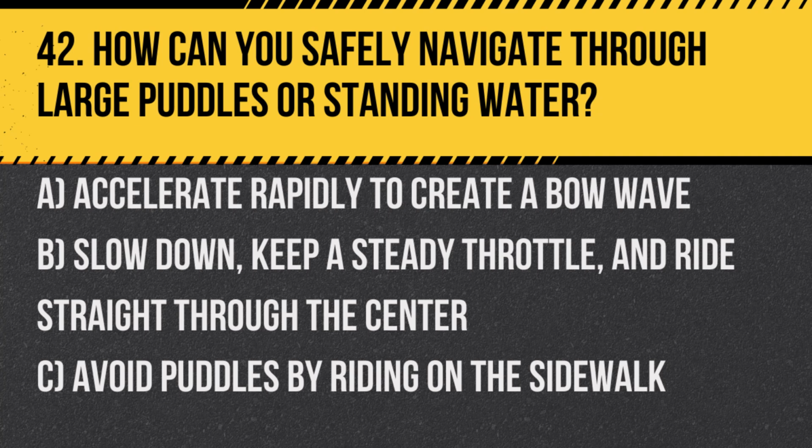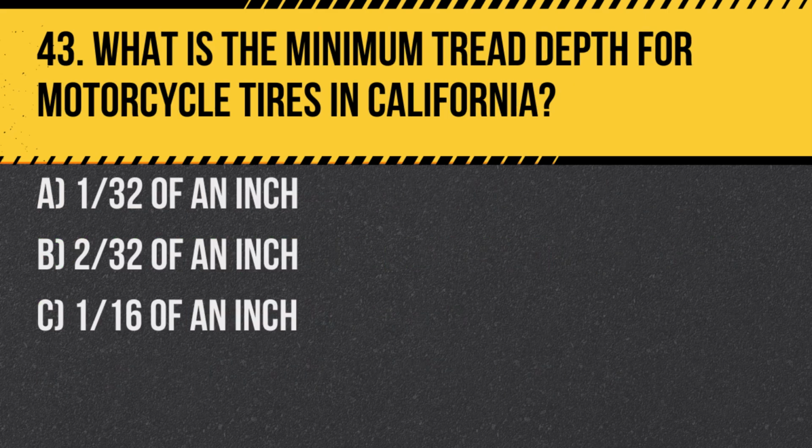A. Accelerate rapidly to create a bow wave. B. Slow down, keep a steady throttle, and ride straight through the center. C. Avoid puddles by riding on the sidewalk. Answer: B. Slow down, keep a steady throttle, and ride straight through the center. This approach minimizes the risk of hydroplaning and maintains control. Question 43. What is the minimum tread depth for motorcycle tires in California?